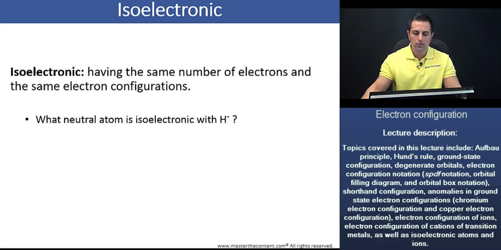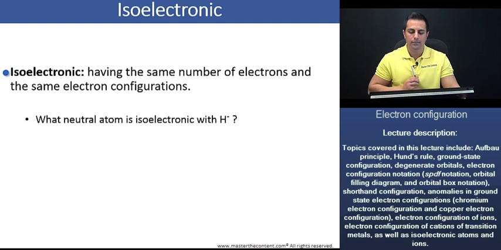Now, a term that we should be comfortable with is isoelectronic. Now, when different atoms or ions have the same number of electrons and have the same electron configuration, they're then said to be isoelectronic. Now, let's go ahead and read our definition. Having the same number of electrons and the same electron configurations. Let's do an example here.